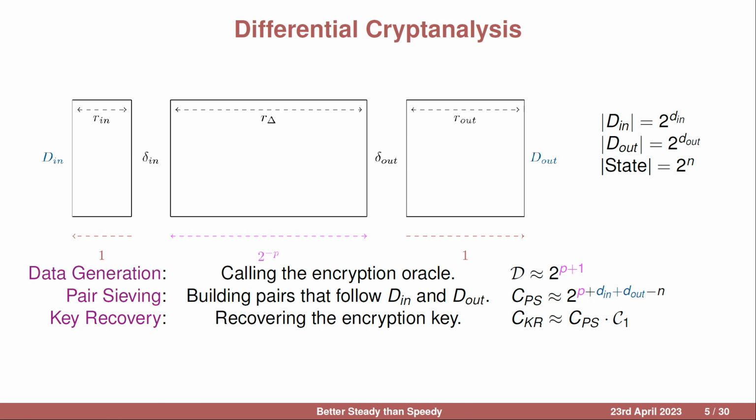So what we do here is a call to the encryption oracle to get some data. The complexity of this step is directly related to the underlying probability of the distinguisher, so it's 2 to the p plus 1.